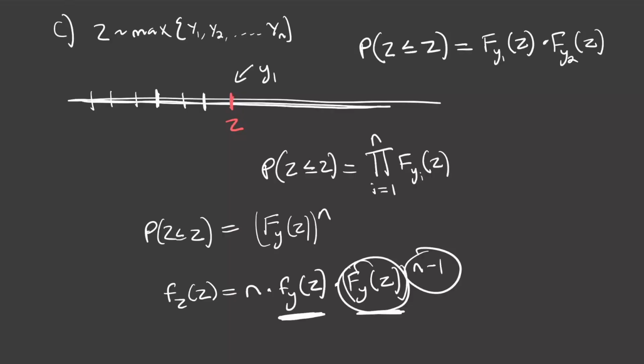And that was when we just looked at y1 being our maximum, but if we looked at y2, we'd get the exact same thing. So that's why we sum up n different times. They're all identically distributed, so they're all going to have the same distribution. So that's why we have this n out front, right?